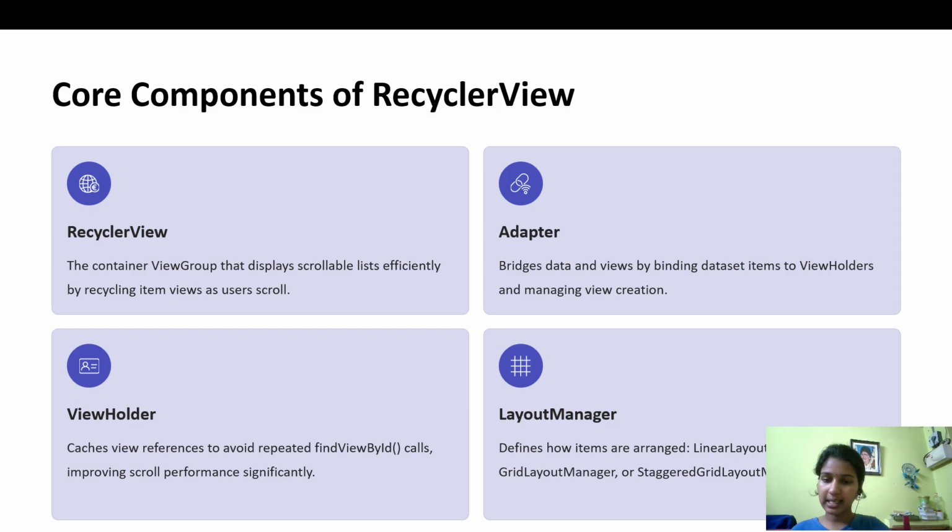The main container that displays the list is the RecyclerView, the key feature. The adapter is the middleman. It connects your data to the views in the RecyclerView, and it is responsible for creating and binding the views. The ViewHolder is an essential part of the adapter, and it caches the view references to prevent repeated lookups by ID. Yes, if we want to find any XML tag, we find it through the ID only. By caching it, we can make scrolling smooth.